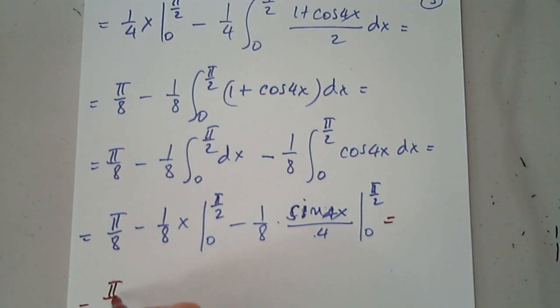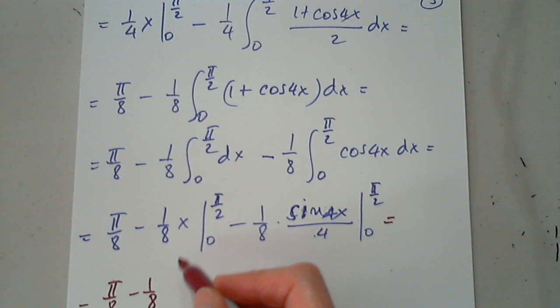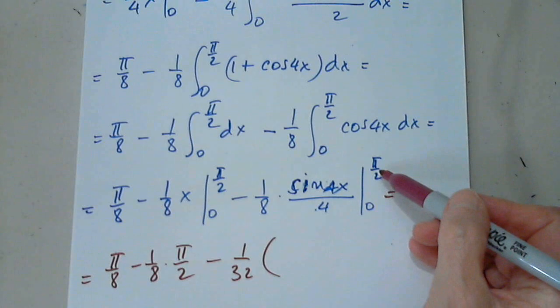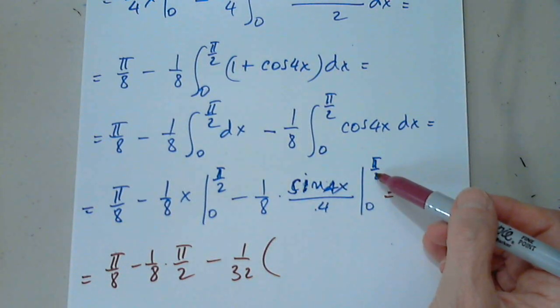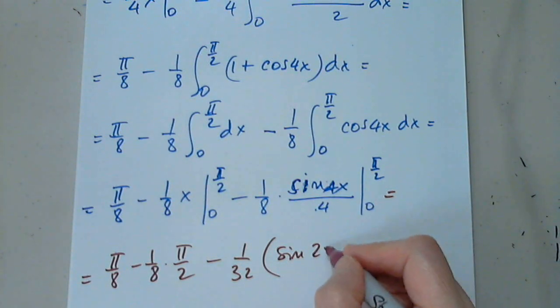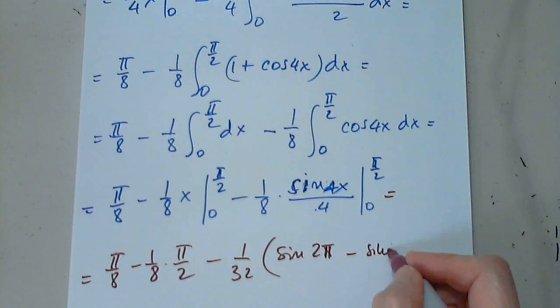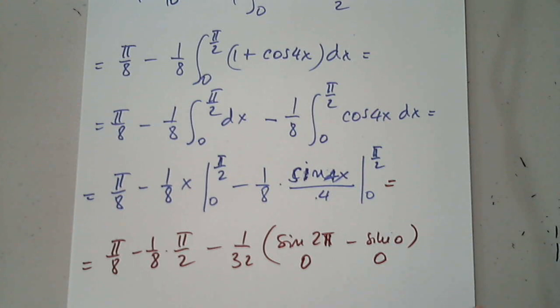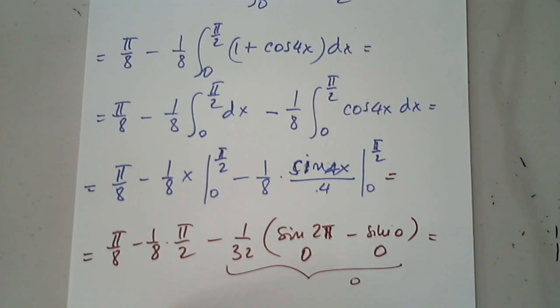Where are we? So pi over 8 minus 1 over 8 times pi over 2. This is 1 over 16. And now carefully, 4 times pi over 2 is 2 pi, so we simplify to sine 2 pi, and then minus sine 0. But these are both 0. Sine 2 pi is 0, and sine 0 is 0. So this whole term is 0. So finally we have pi over 8 minus pi over 16. This needs a 2: 2 pi minus pi is pi over 16.